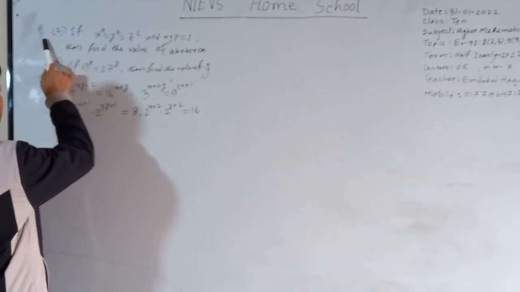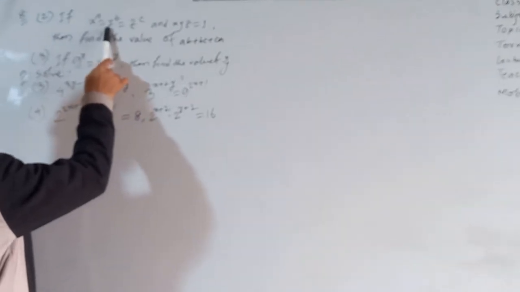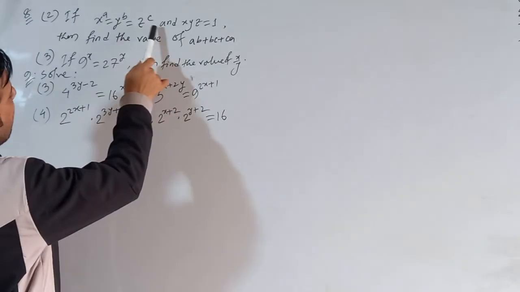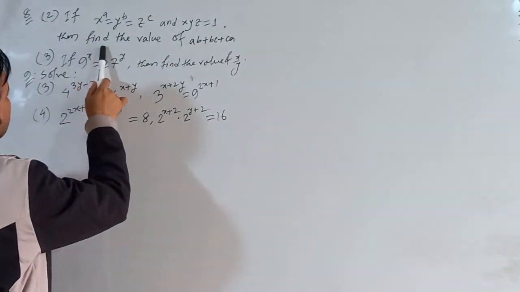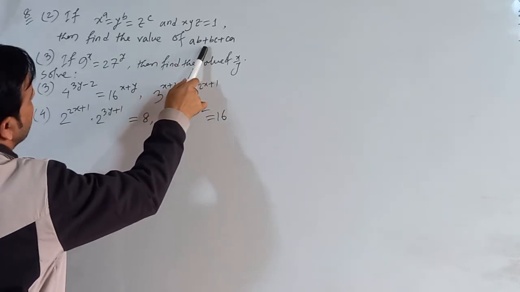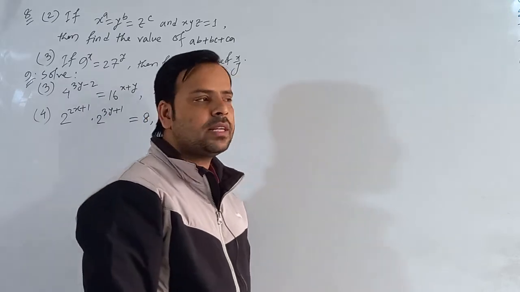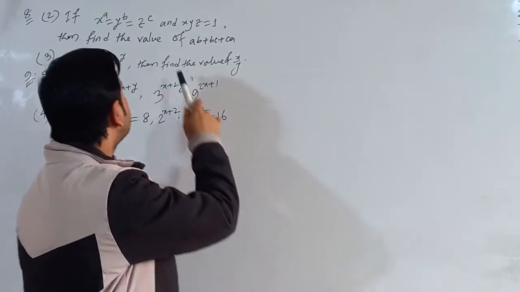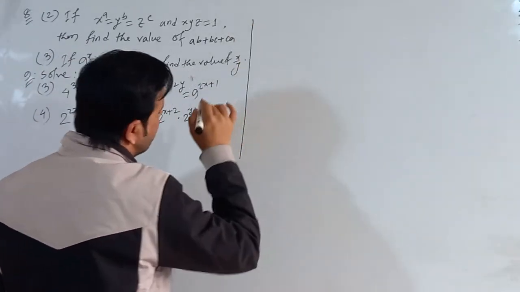Question 2 of 8 here. First question is, if x to the power a equal to y to the power b equal to z to the power c and x, y, z equal to 1, then find the value of AB plus BC plus CA. Dear students, we need to determine the value of AB plus BC plus CA when this information is given. So we can write the given information here.